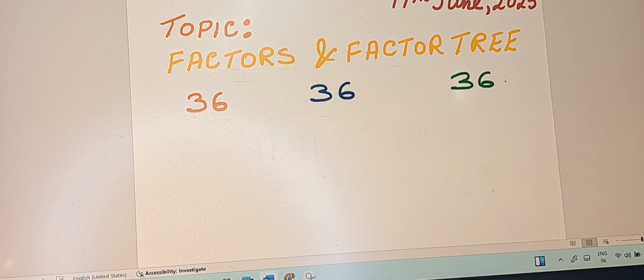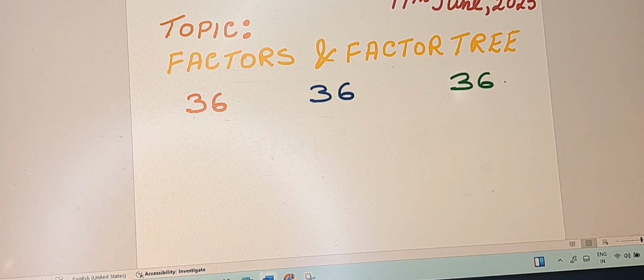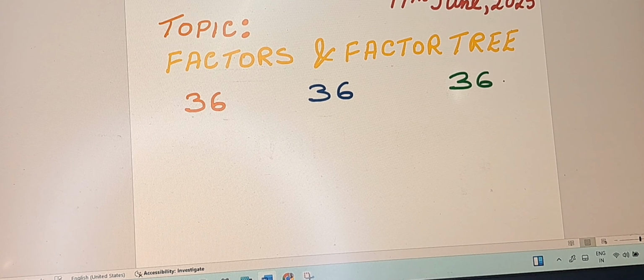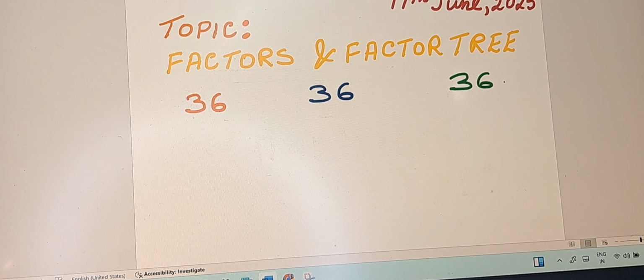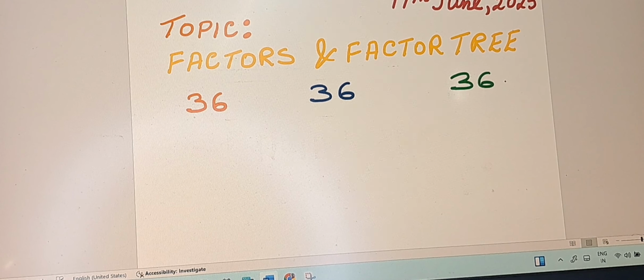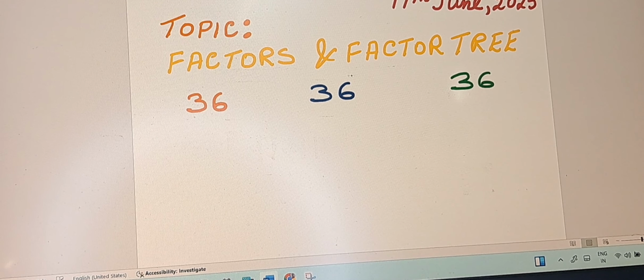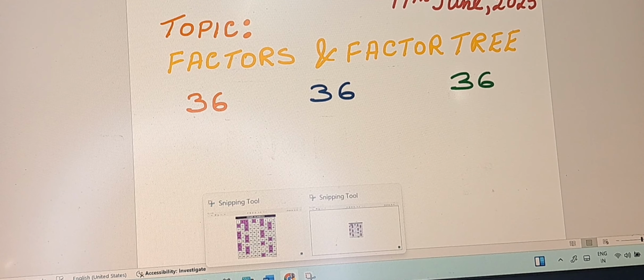What are prime numbers? Prime numbers are those numbers which have two factors, 1 and itself. One more thing we have to know: what are composite numbers? Composite numbers are those numbers which have more than two factors. So let us check.